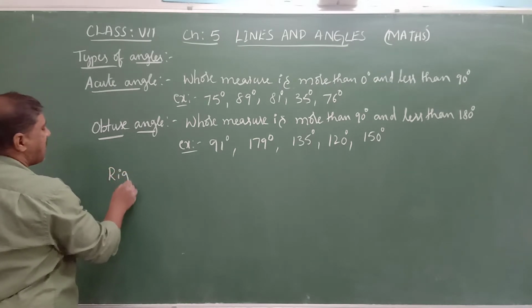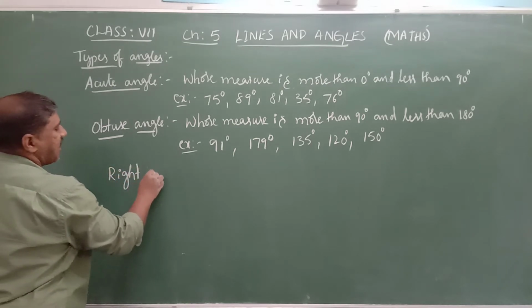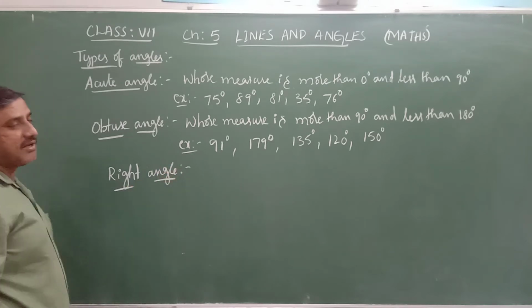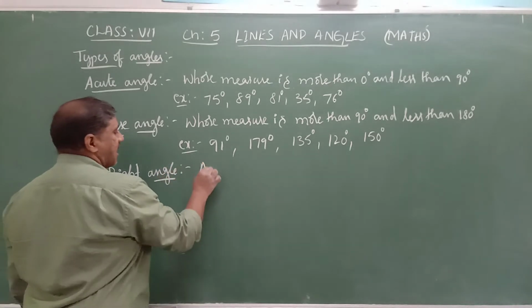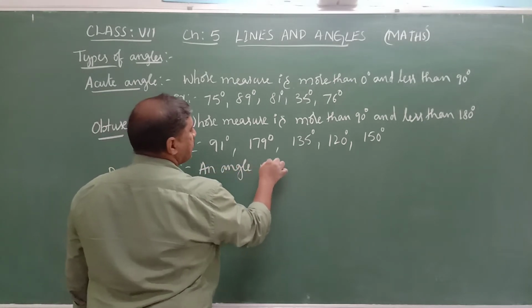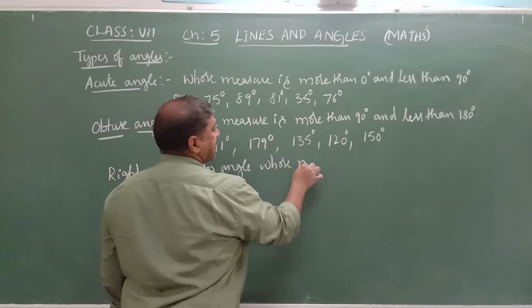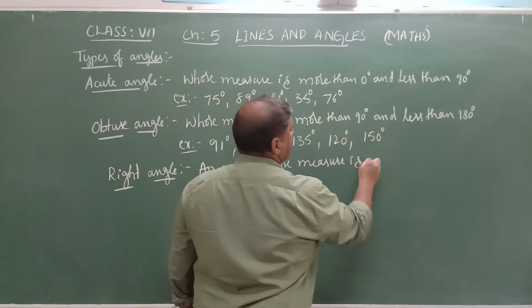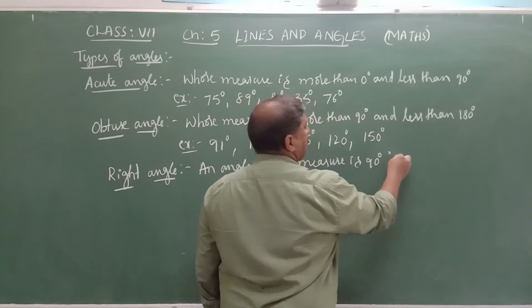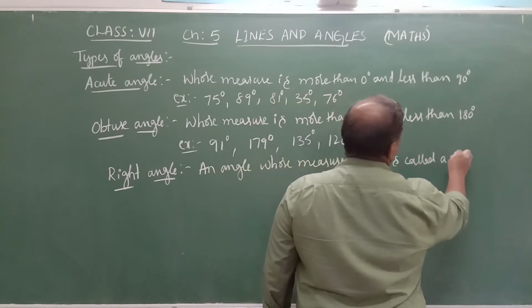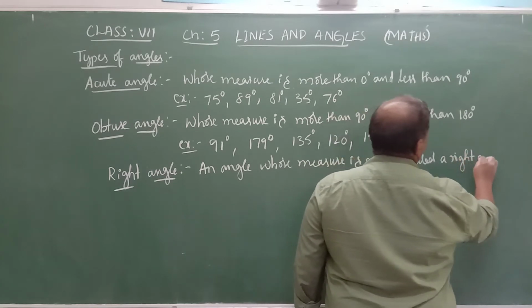Next, the right angle. What is a right angle? A right angle is an angle whose measure is 90 degrees. An angle whose measure is 90 degrees is called a right angle.